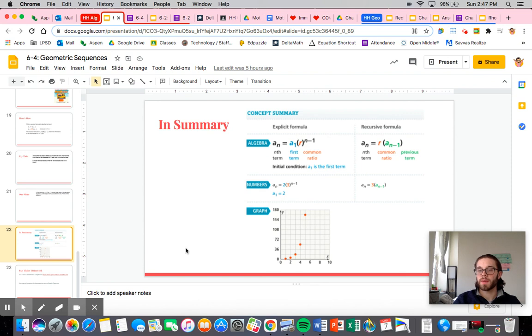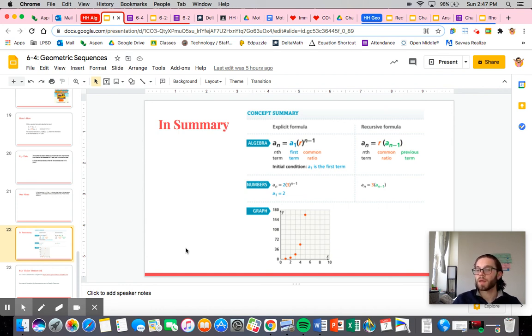Hi everyone, just wanted to take a minute to talk a little bit about geometric sequences and some of the different means that you can use to solve problems and answer questions relating to them. So a geometric sequence, similar to an arithmetic sequence, has two different forms. We have an explicit formula and we have a recursive formula. Ultimately, they can both be used to solve problems relating to geometric sequences, but their usage might differ depending on what information you have.